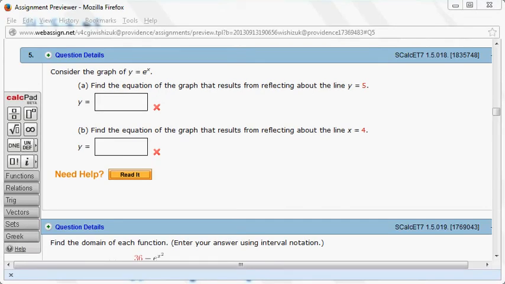Okay, let's look at homework 1.5, 1.6, problem number 5. So we have the graph of y equals e to the x. Then we want to find the equation of the graph resulting from reflecting it about the line y equals 5. Y equals 5 is just a horizontal line at y equals 5. All right, so let's do that.